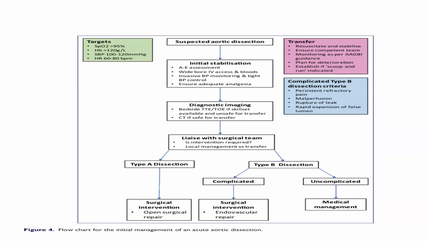Complicated type B dissection criteria are persistent refractory pain, malperfusion, rupture or leak, and rapid expansion of the false lumen.